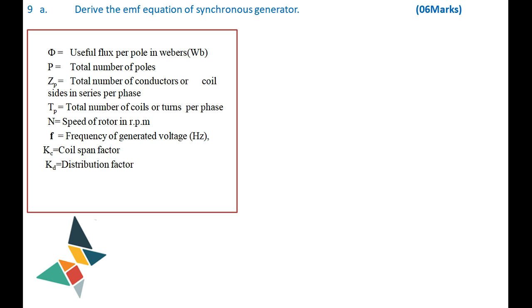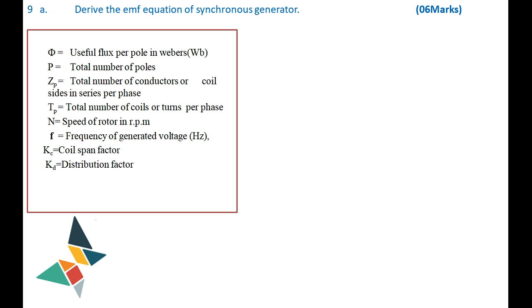For this, first you have to specify the different terms you are using in the EMF equation. That is, phi is the flux per pole in Webers. P is the total number of poles. Zp is the conductors per phase, the total number of conductors or coil sides in series per phase. Tp is the total number of coils or turns per phase. Conductors are coil sides; turns are coils per phase.